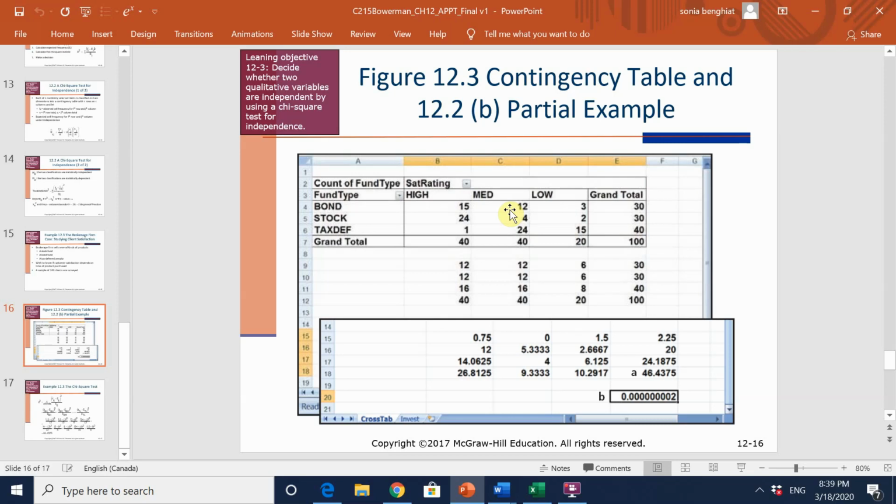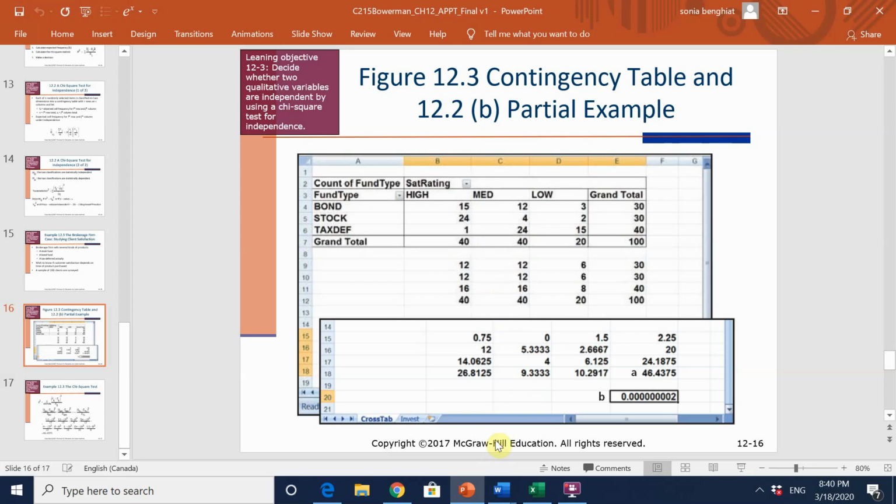So I've got 12 customers who happen to have a fund type that is a bond and a medium level of satisfaction on their investments. 12 customers. That is for the observed frequency count. Now, right below is the counterpart. This is the expected frequency counts for the corresponding cells.